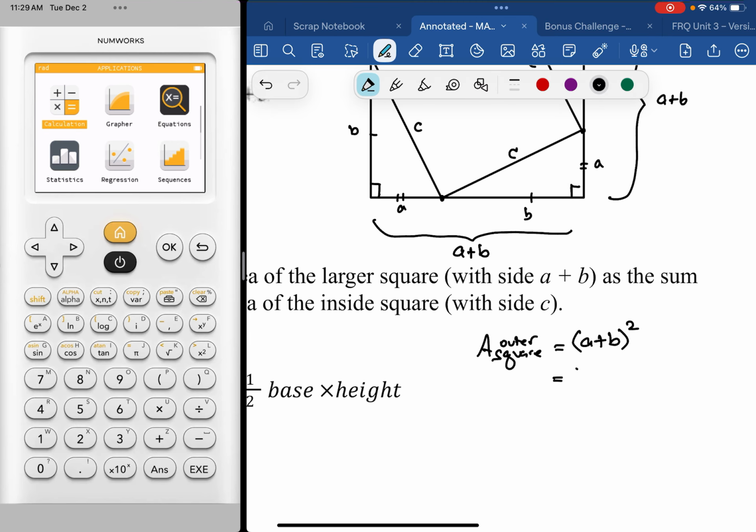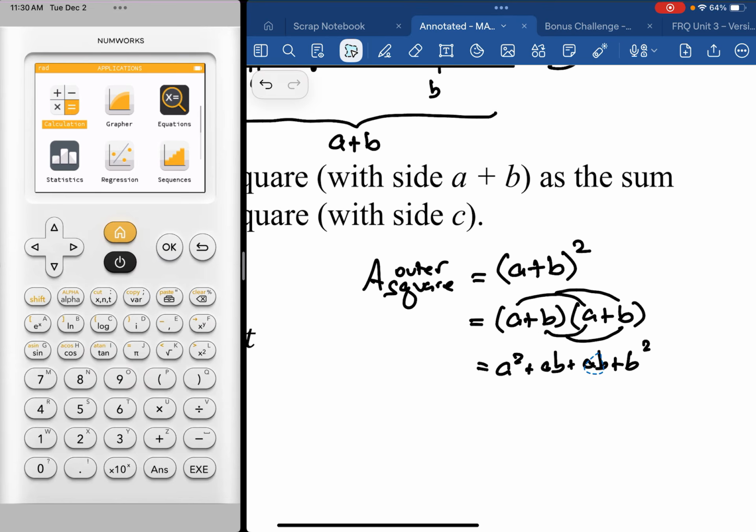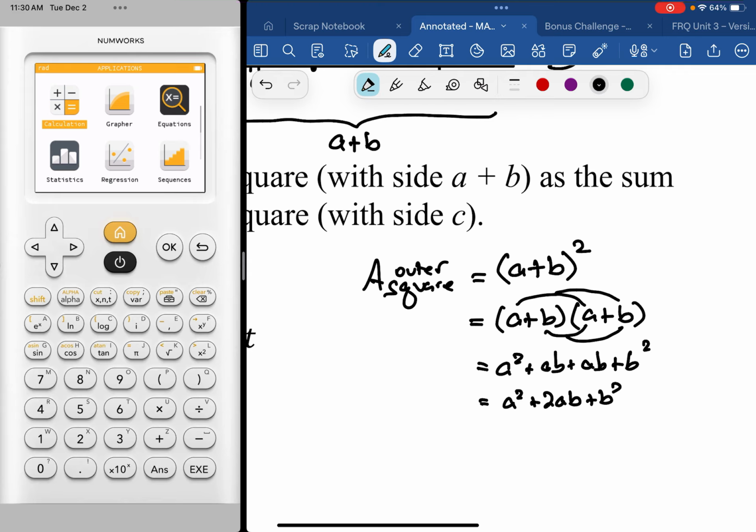Now, if I distribute that out, a little bit of algebra here, a little FOIL method. A squared plus AB plus another AB plus B squared. Handwriting has never been a strength, but in that case it was a little too much. So A squared plus 2 of those ABs plus B squared.